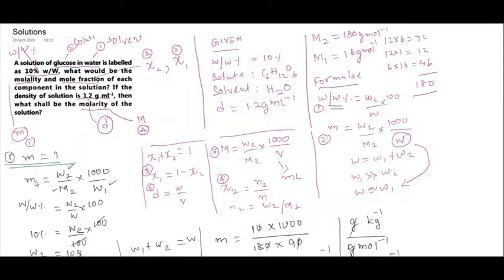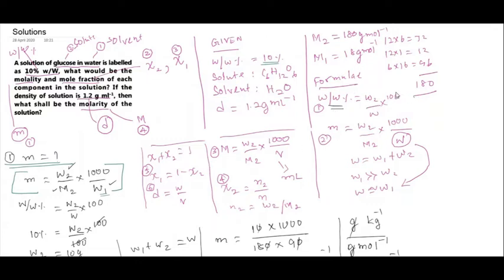So what is the formula? Molality is equal to W2 by M2 into 1000 divided by W1, instead of W you can put W1. So which parameters are known to us? Here we have to find out W2, so we have to apply this formula, is it not? Because it is given as a W percentage only, so you have to apply the W percentage formula here.